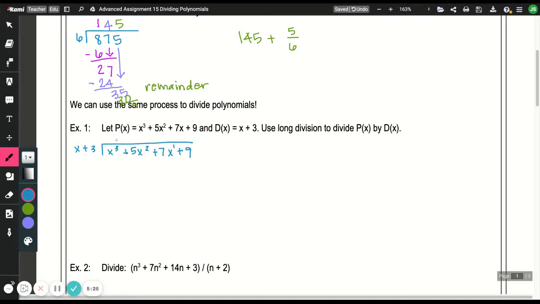So when we go to figure out this number that goes up here on top, what do I multiply? We only look at this first term for this part, and we're only going to look at this first term for this part.